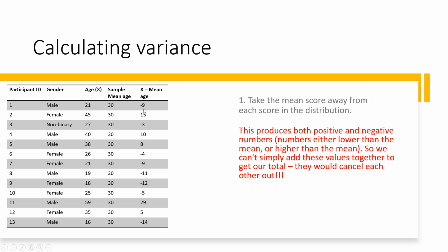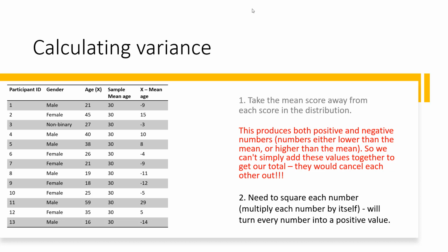The issue with this is that if we're going to create a total score, so we can ultimately create an average, we can't just add these values up because some are positive and some are negative, so they're just going to cancel each other out. We've got to do something to that information first. We've got to make each of these values positive before we can add them all together. So I'm just going to give you a second to think about how you might do that, and then we'll move on. So pause the video now if you want to have a go yourself.